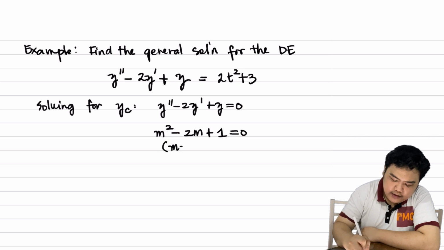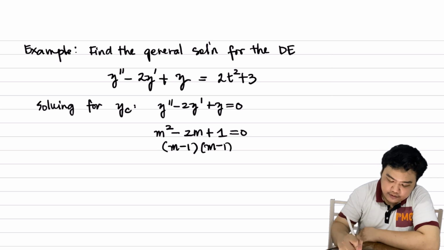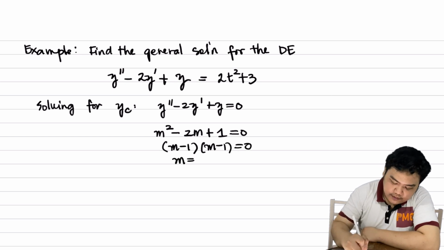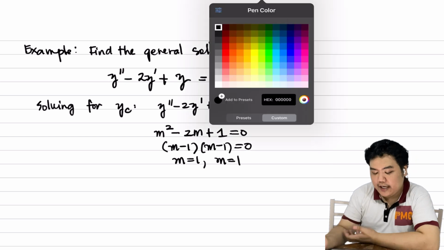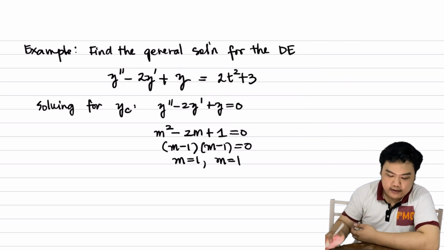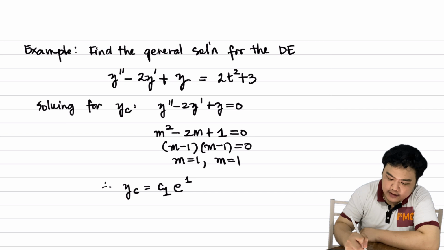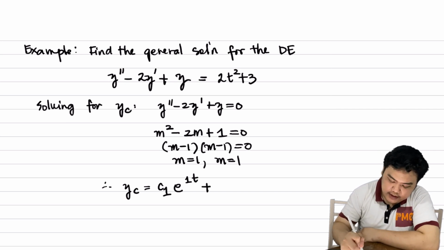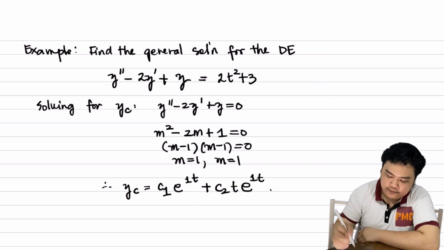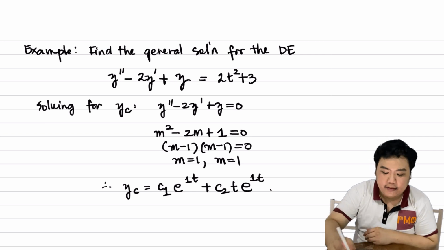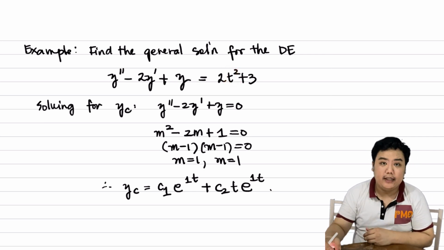Factorable ba to? I think this is m minus 1 times m minus 1. Meron tayong two real roots na equal. So, therefore, y sub c is equal to c1 e raised to yung root mo times, instead of x, we will use t, plus c2 times t e raised to yung root mo times t. Okay, so instead na x, t ang ginamit natin kasi t yung mga variable natin.